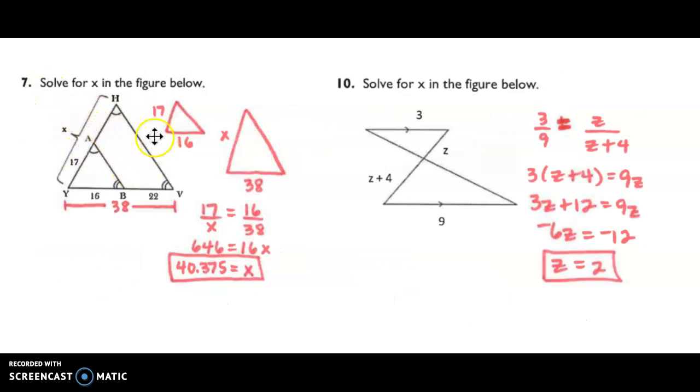And then look at number 7. Okay, there it is. This pops up again, right? You have the small triangle AYB that's inside the overall triangle of HYV, right? And so the whole length HY is x, and then this whole length down here between y and v, that's 38. Okay, so again, it might help to draw two separate triangles here. All right.